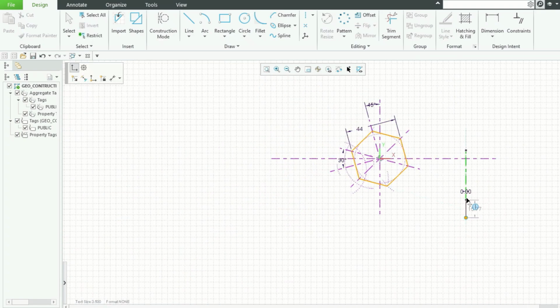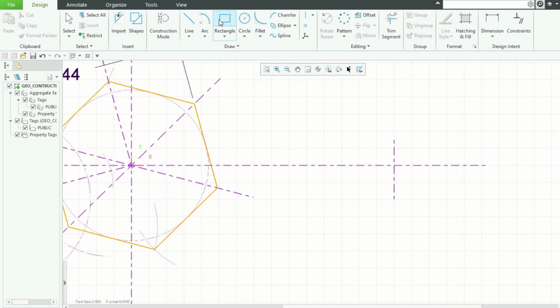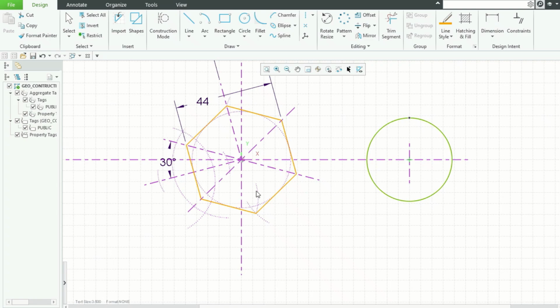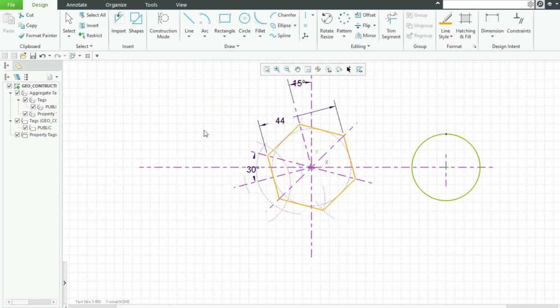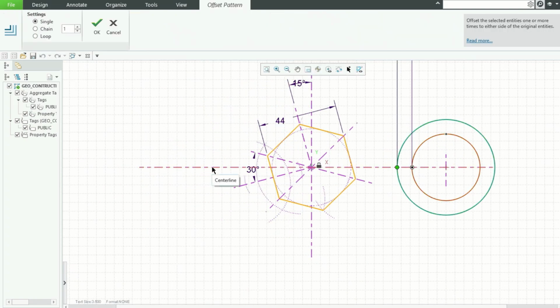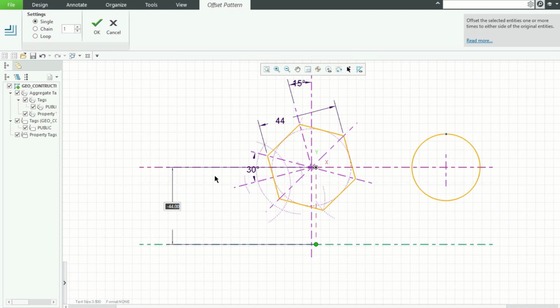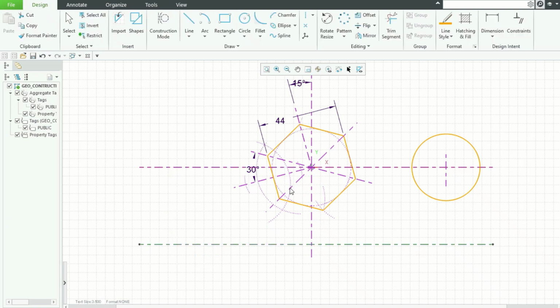And there's 75 mm. At this intersection point we have a circle of radius 19 mm. And let's offset one more time. This line is parallel to, at 44 mm. And at the same time, let's do it one more time.